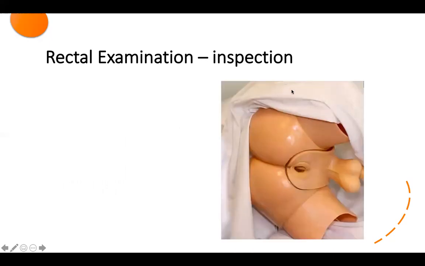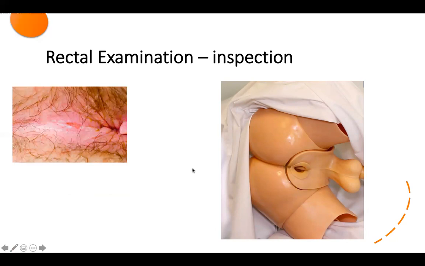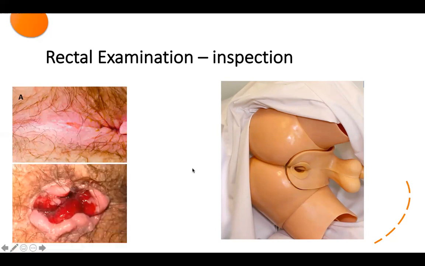Okay. So that's sort of how it will look. Once you've taken permission, you lift the sheet and then you have a look at the area. So there are a few things that you're examining for. Can you guys have a guess at what A might be? Yeah, so A is an anal fissure. And what about B? Yeah, so B is an external hemorrhoid.